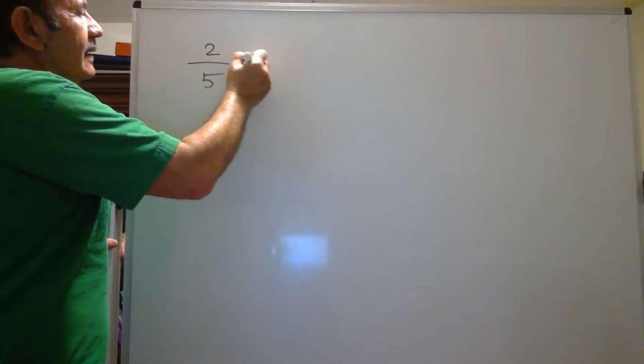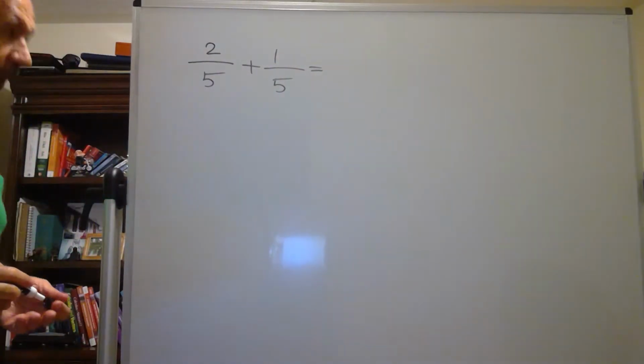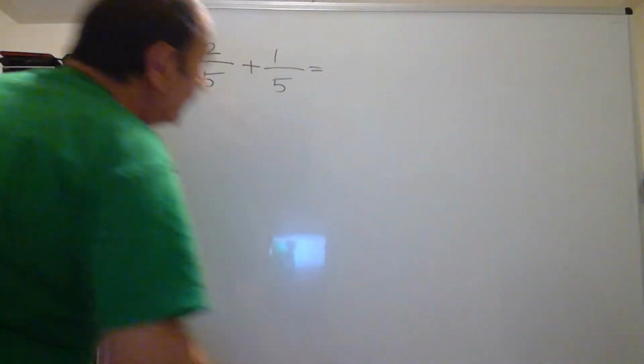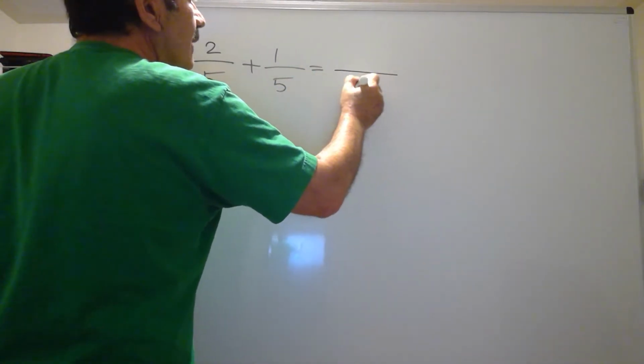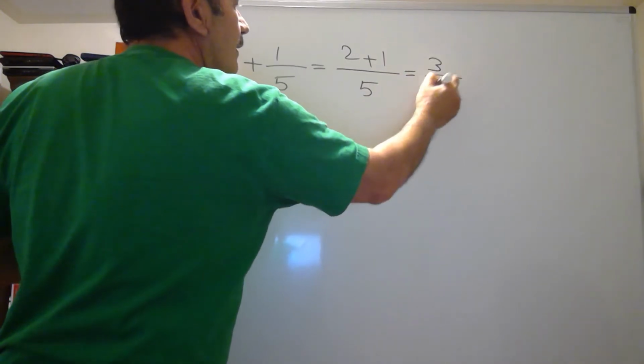2/5 plus 1/5, the simple fraction. If you remember, when the denominators were the same, we just write the same denominator and add the numerators. We have the same denominator, write the same denominator and add the numerators, which is going to be 3/5.